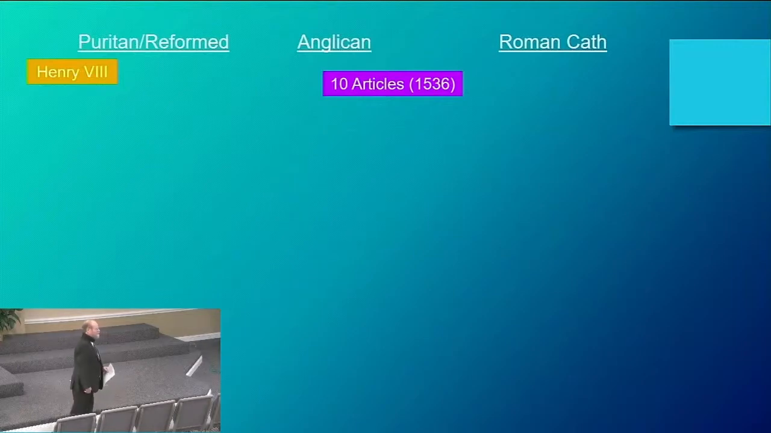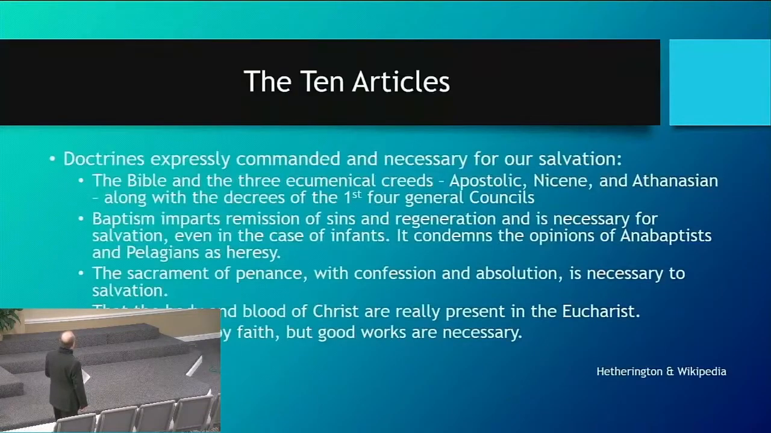So the first thing that comes up in Henry VIII's time is called the 10 Articles. And the 10 Articles are basically summarized this way. Doctrines expressly commanded and necessary for our salvation include the Bible and the 3 ecumenical creeds, the Apostolic, Nicene, Athanasian. You remember we covered those and discussed those at length. Along with the decrees of the first 4 general councils. They also only went as far as the first 4, so at least as we did.